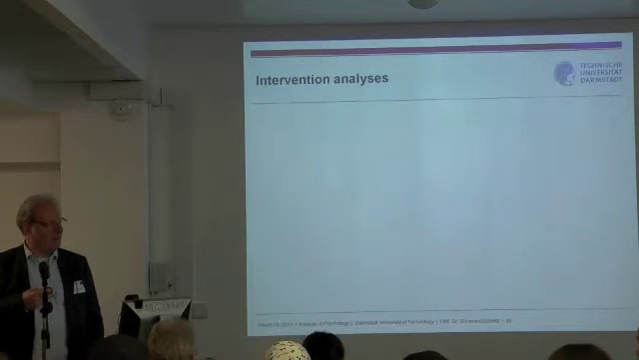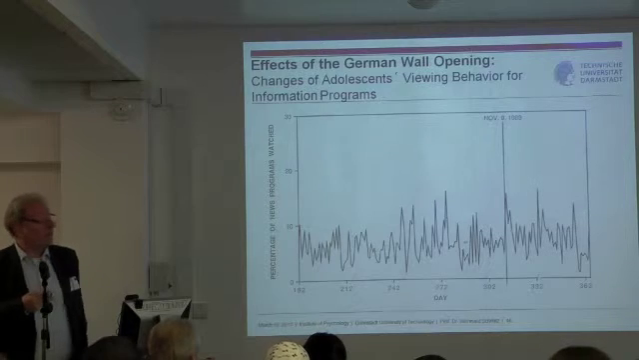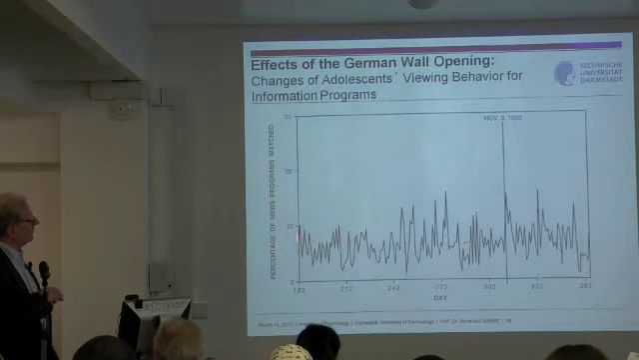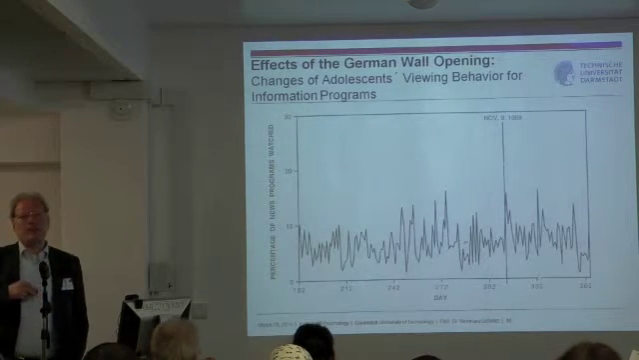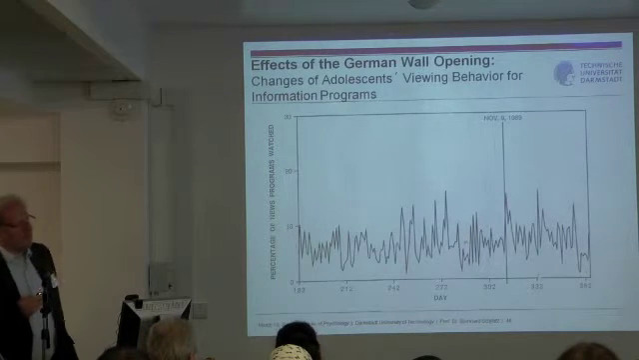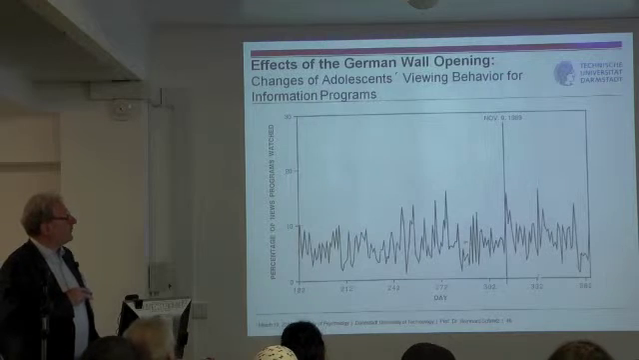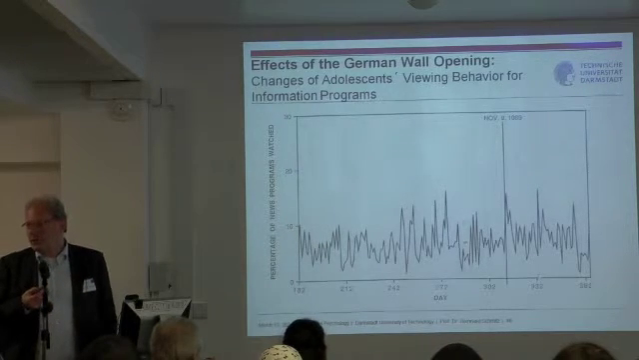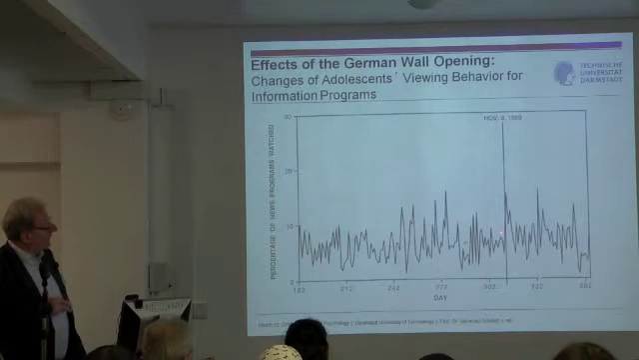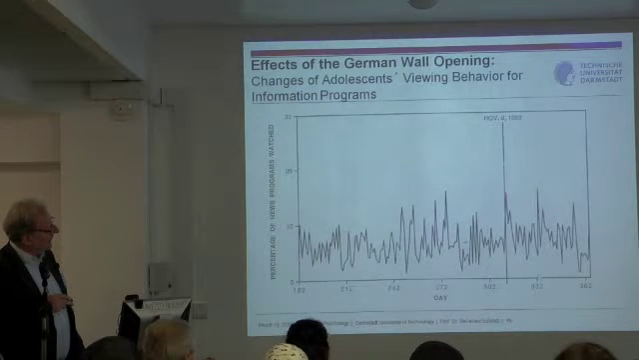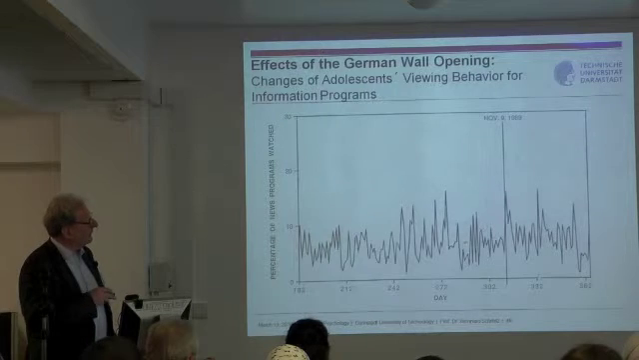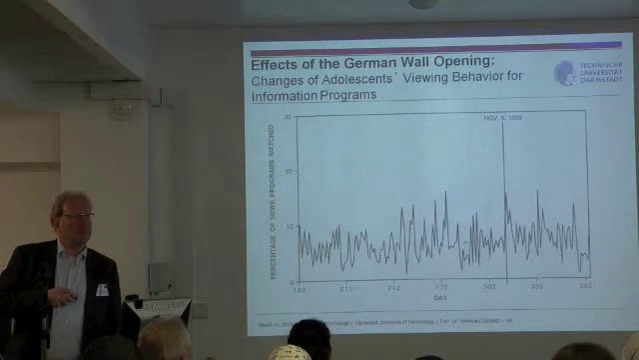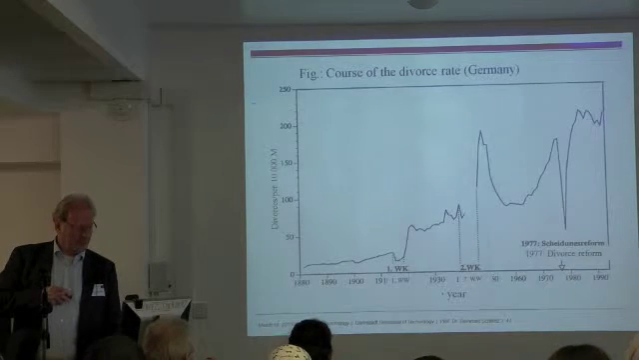Now, another kind of analyzing processes: intervention analysis. We have the opening of the German wall, and the time series is again TV viewing behavior for information programs. And we tested the question whether the opening of the German wall had an effect on the interest of adolescents in viewing information programs. And you see slightly after this event, the amount of viewing is higher than normal, and you could test it with special time series methods, intervention analysis or transfer function analysis.